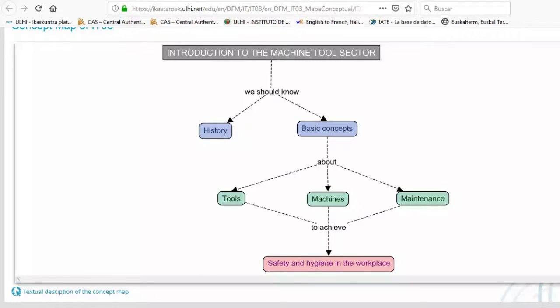So let's start with the mapa conceptual. Let's take a look at the concept map of this UD. The title of it is Introduction to the Machine Tool Sector. Here, we should know some history about it, and then we will learn some basic concepts. Basic concepts will be about tools, machines, and maintenance. Once we study these three basic concepts, they will help us achieve safety and hygiene in the workplace. This is going to be really important.